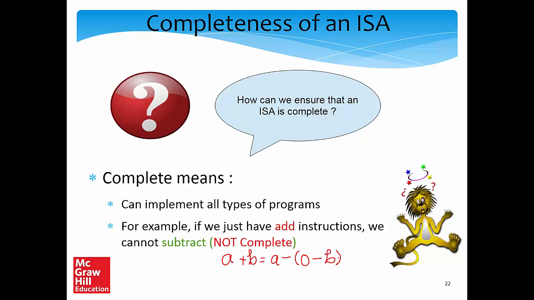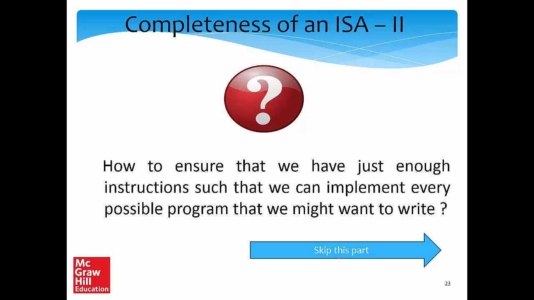So what we need is a set of instructions such that no other instruction is more powerful than the entire set, and all programs that we want to write can be implemented in that set. So how do we ensure that we have just enough instructions such that we can implement every possible program that we might want to write? Well, to answer this, we need to take recourse to theoretical computer science.